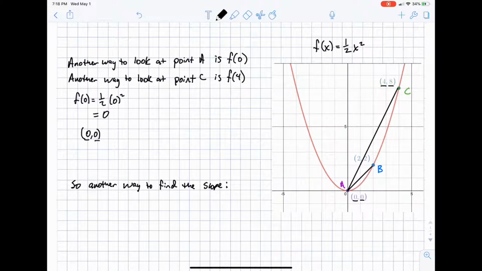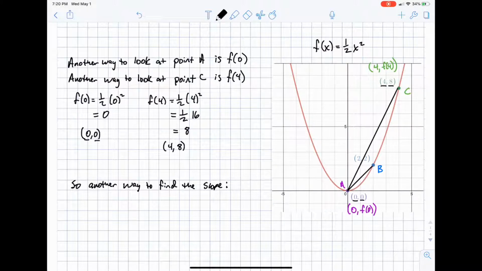Now we can do a similar thing for point C, where I'm going to look at it as being the function at 4. So I'm going to replace all the x's in that original function with a 4, and then simplify. So I get 1/2 of 16, which ends up being 8. So again, my input was 4 and my output was 8, and notice how that corresponds with point C.